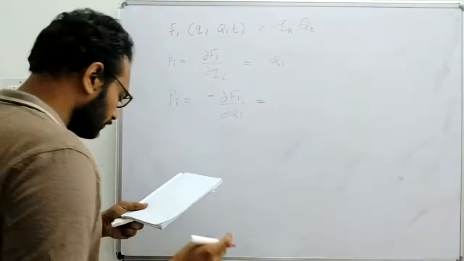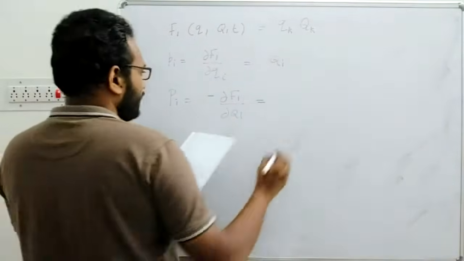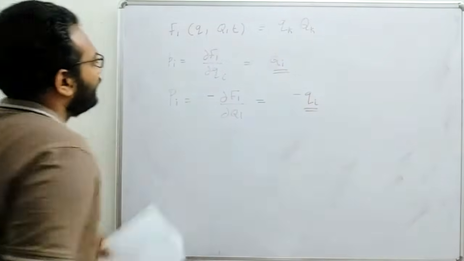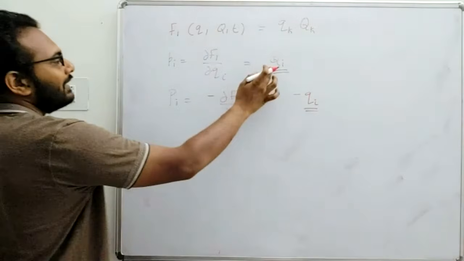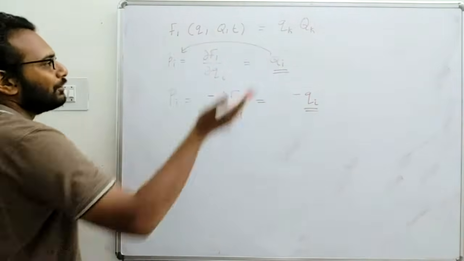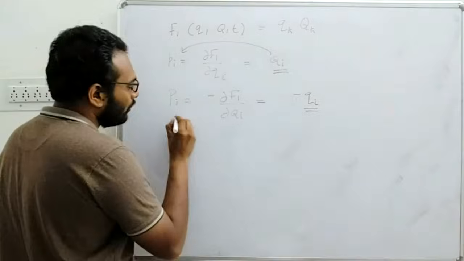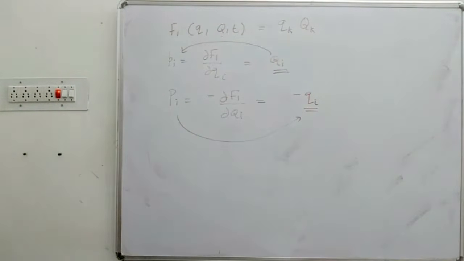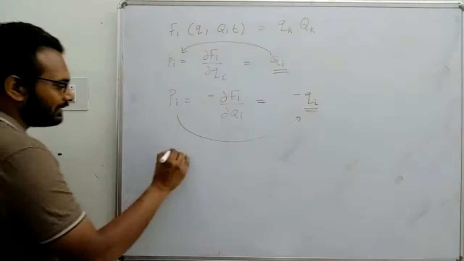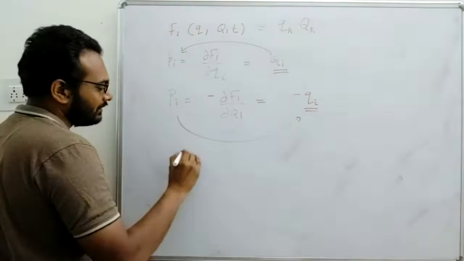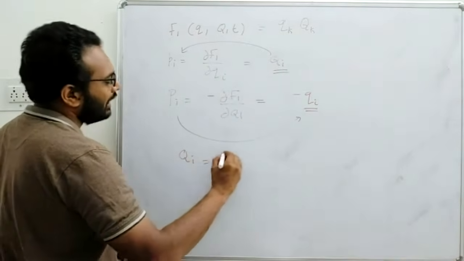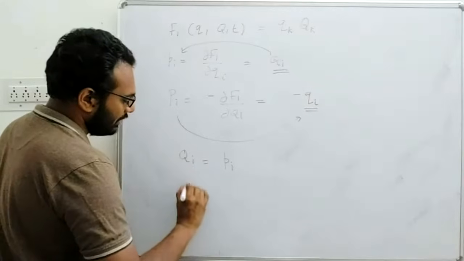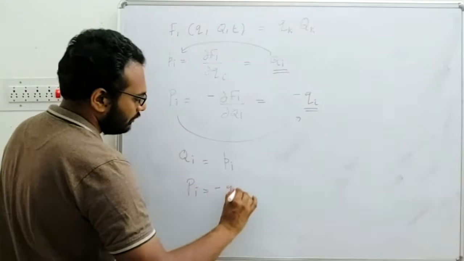What do we get here? Pi equal to minus Qi. So you see that the new coordinates are the old momenta, and the new momenta are minus the old coordinates. From these relations you find the transformation equations. It's very trivial: Qi is equal to Pi and Pi is equal to minus Qi.